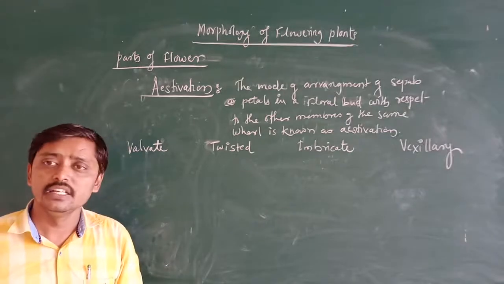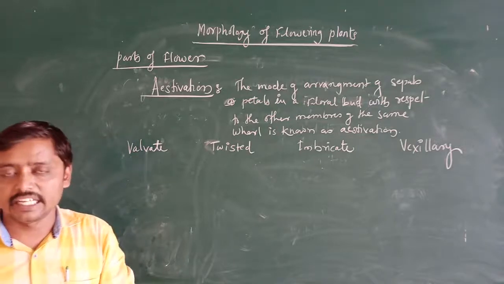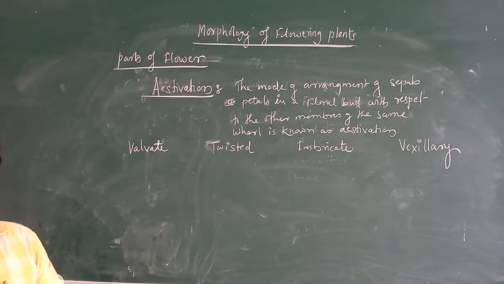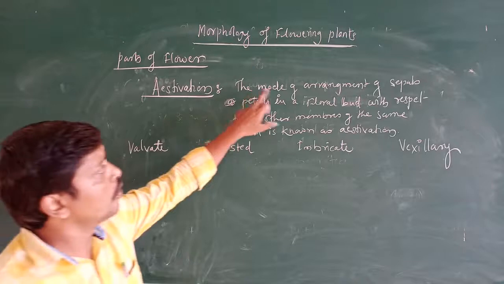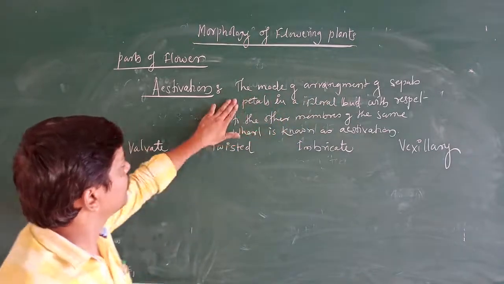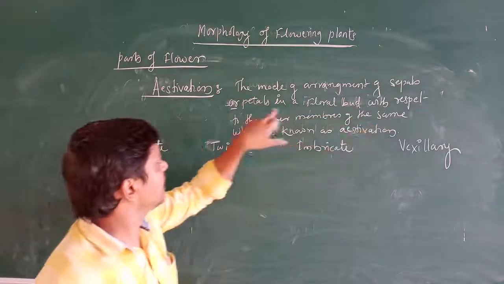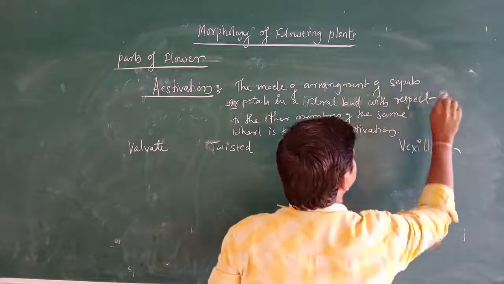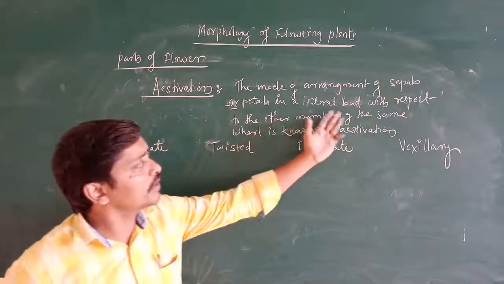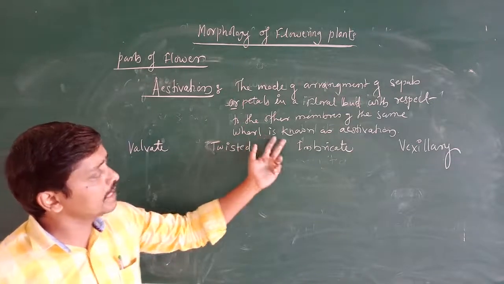For example, China rose. In practical, I will show you exactly what aestivation is and how the arrangements are there. Understood? Aestivation is the mode of arrangement of the sepals or petals in a floral bud with respect to the other members of the same whorl.